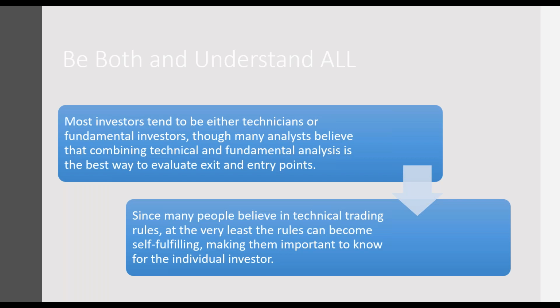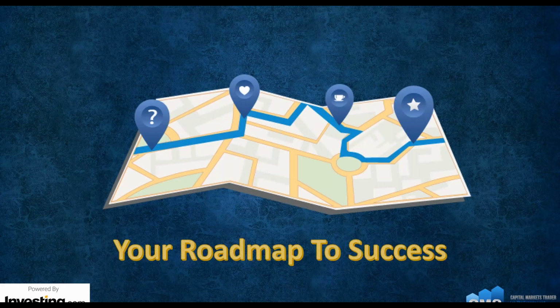Okay. So if the Federal Reserve comes out and says they're most likely to raise interest rates next month, well, that means the dollar should go up and gold should come down. But does that mean that I want to buy the dollar? And at what price would I buy the dollar? So combining technical and fundamental analysis is the best way to evaluate exits and entry points. Since many people believe in technical trading rules, at the very least, these rules can become self-fulfilling, making them important to the individual investor. So think of them and your charts as a roadmap to your success.